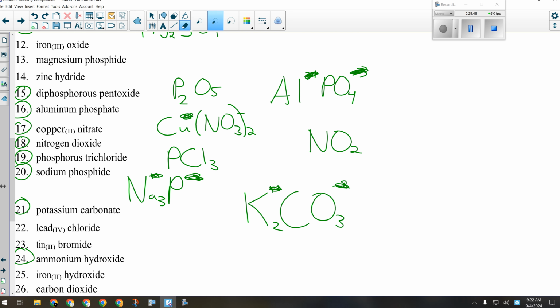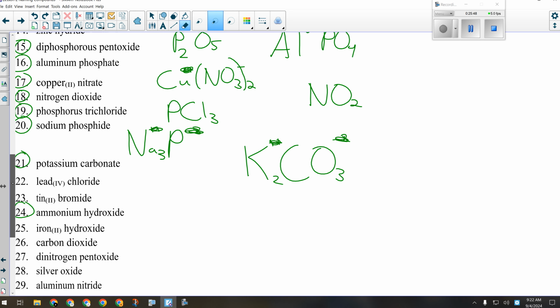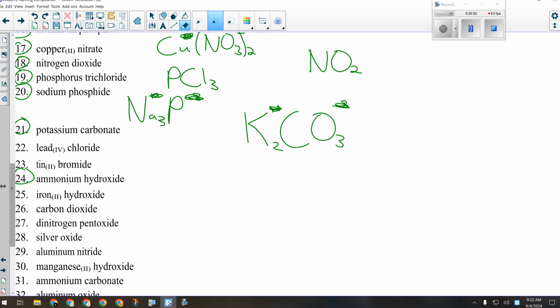All right, and then we had ammonium hydroxide. So here's the first one that is ionic or molecular? Ionic, made of polyatomic ions. Two polyatomic ions. Does it change what we do? No, not at all. NH4, +1, with hydroxide, OH, -1. +1 and -1 add up to 0. Done. NH4OH.